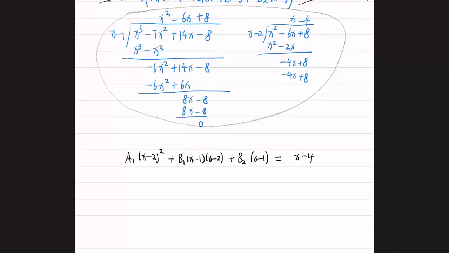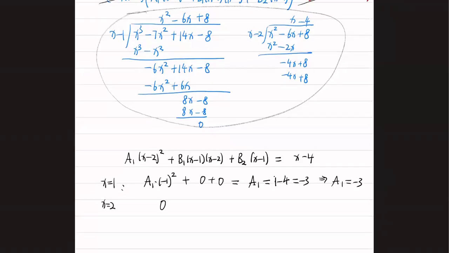Okay, so we can apply the same trick. Now a new round of the trick. So x equals 1, x equals 2. Because at 1, this will be A1 times negative 1 squared equals 1, this A is 0. A1 equals 1 minus 4, negative 3. So A1 is negative 3. At x equals 2, B2 equals 2 minus 4, negative 2.